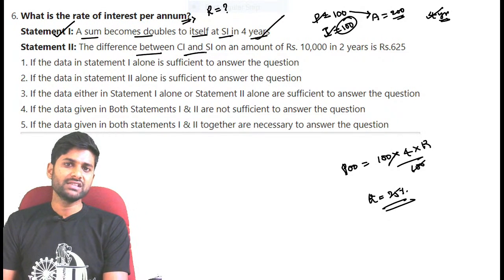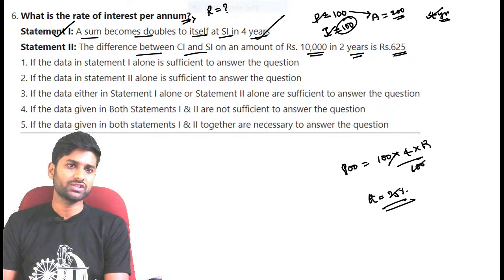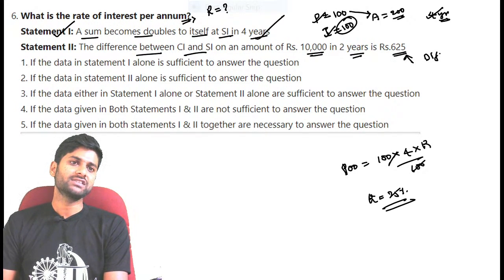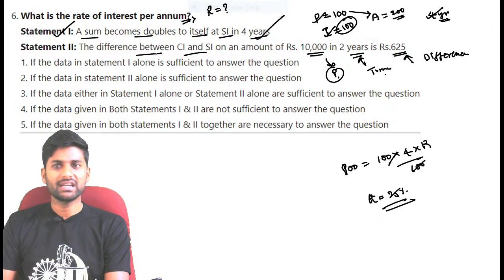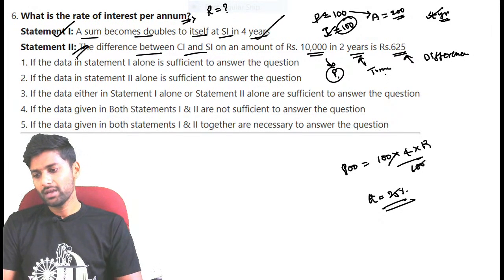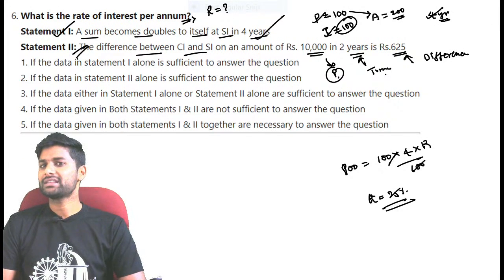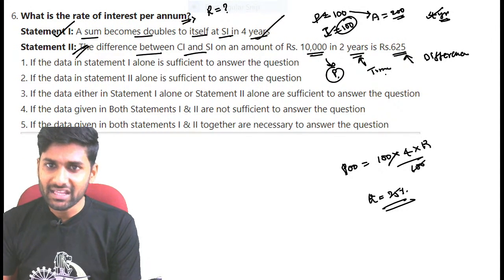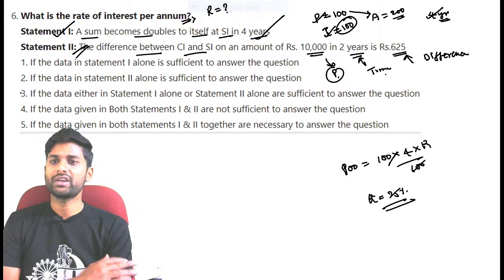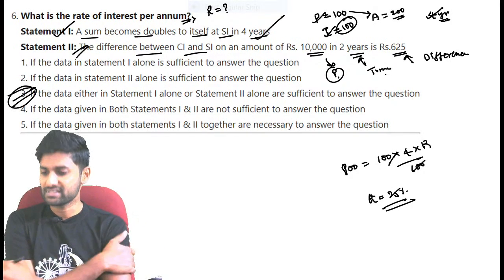The difference between the simple interest and compound interest amount of 10,000 for 2 years is equal to 625. We have a difference amount, we have a duration, we have a principal. If the difference, time and principal are there, definitely you can get the rate of interest. By taking statement 2 alone also, you can get the rate of interest. Either statement, if you take it alone, you can get the answer. So 3 is the perfect answer.